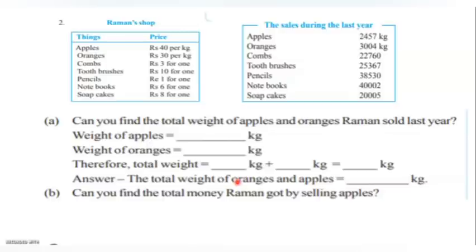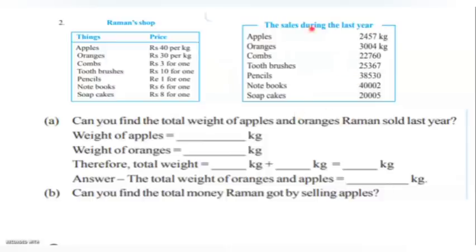Here is our next question. Two tables are given to us. This is Raman's shop, the things he has and the prices per kg. What is the meaning of per kg? Per kg means 1 kg. So rupees 40 for 1 kg of apples. This is the way. Here one more table is given.